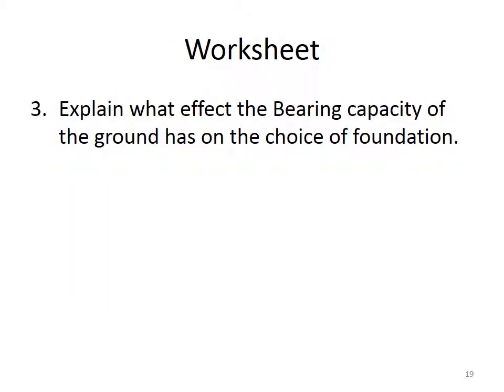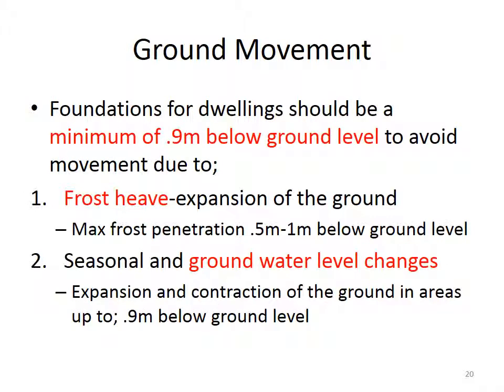Okay, worksheet question 3. Explain what effect the bearing capacity of the ground has on the choice of foundation. Ground movement. Foundations for dwellings should be a minimum of 0.9 meters below ground level in order to avoid movement due to 1. Frost heave. This is expansion of the ground.